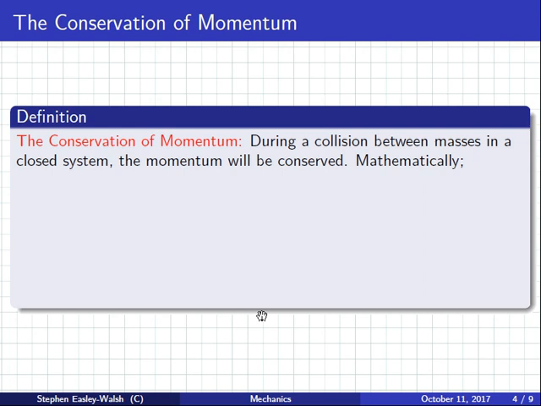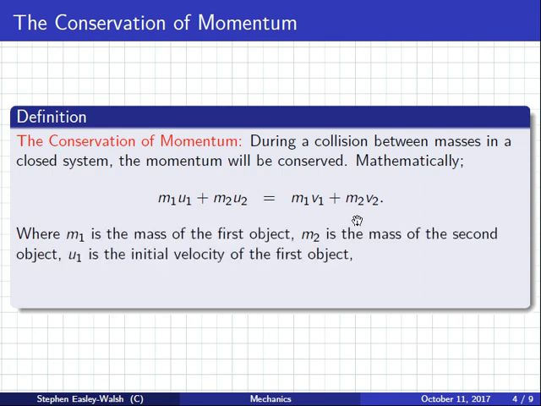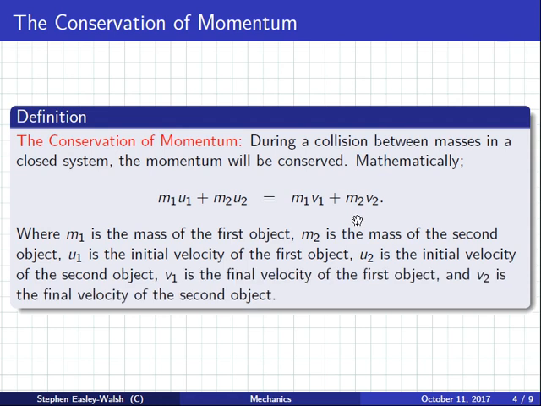Mathematically, as a formula, you have something that you might have seen before. It says m1u1, that's the momentum at the beginning of the first one, plus m2u2, the momentum at the beginning of the other one, equals m1v1, the momentum afterwards of the first one, plus m2v2, the momentum afterwards of the second one. In other words, total momentum is the same before and after collision. Obviously, m1 is the first, m2 is the second, u1, and so on. You don't have to write all that down, it's obvious. But you do need this formula and its definition, conservation of momentum.